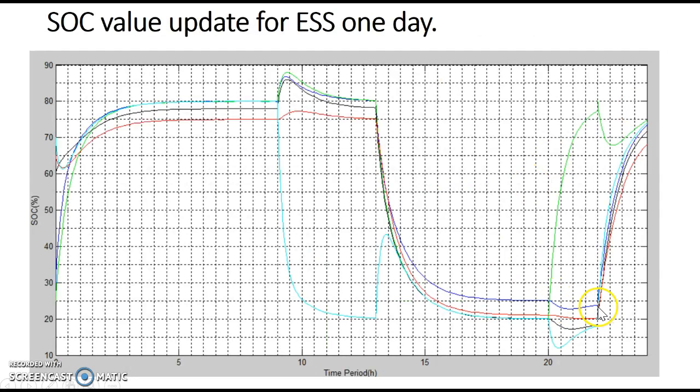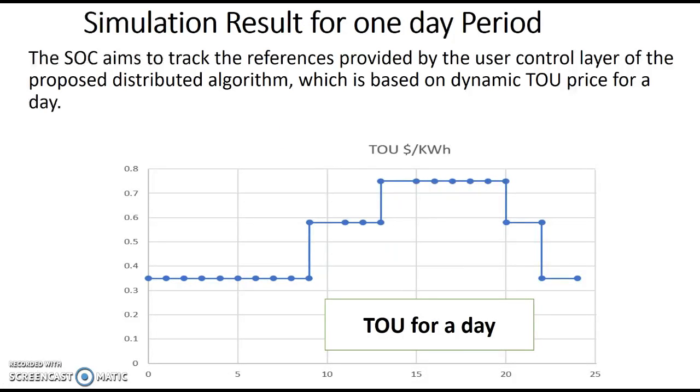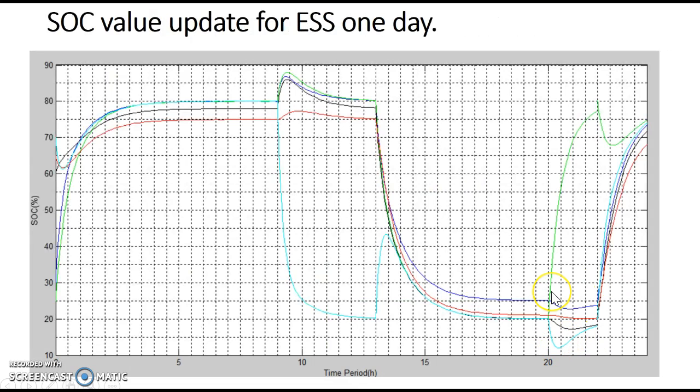And from 20 to 22, we can see from here the price is 0.58, so the first, third and fourth will remain the same, and the second will charge to its full capacity because p(t) is less than its minimum, and for the fifth one p(t) is greater than its maximum, so it will also remain in its previous state. And finally, p(t) is 0.35, which is less than or equal to the minimum, so all of the batteries will be charged to their maximum value.